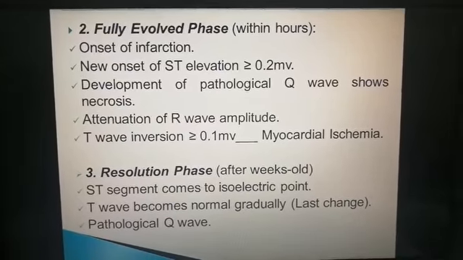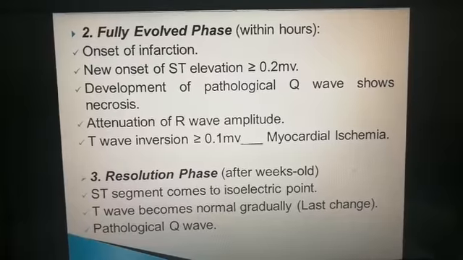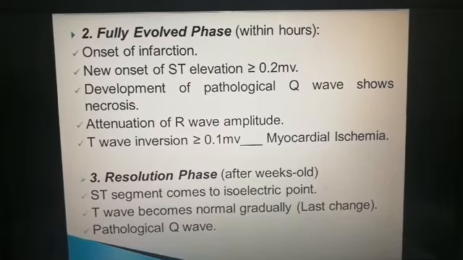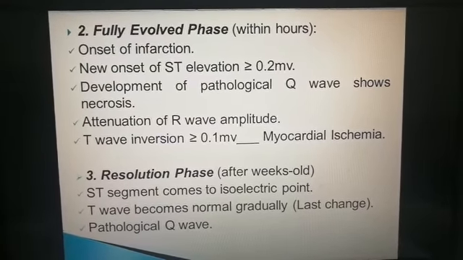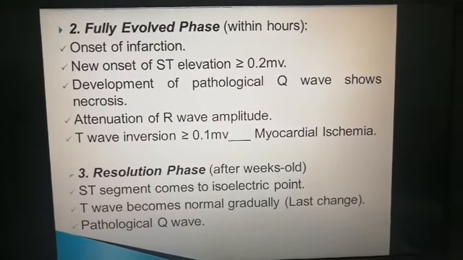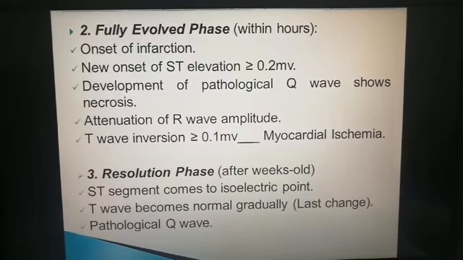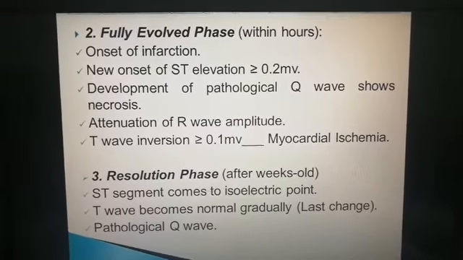Resolution phase, after weeks: the ST segment comes to the isoelectric point, the T wave becomes normal gradually, and this is the last change, and the pathological Q wave persists. The pathological Q wave indicates that there is an old MI in the patient.